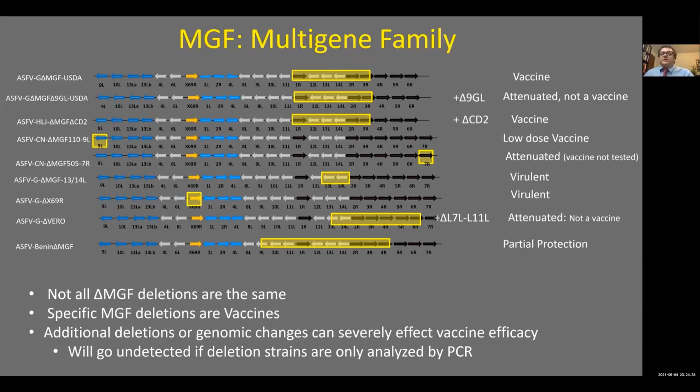So I point this out because a lot of times we're grouping delta MGF deletions as the same, but I think it's pretty obvious here that we have some specific deletions that are vaccines. When you add genes to it, and additional deletions, the vaccine efficacy may change. So not all delta MGF deletions are the same, and only specific MGF deletions are vaccines. Additional deletions or genomic changes can severely affect vaccine efficacy. And I also want to point out that these additional deletions or genomic changes will go undetected if the deletion strains are only analyzed by PCR, which is why it's very important to fully sequence any experimental vaccine.